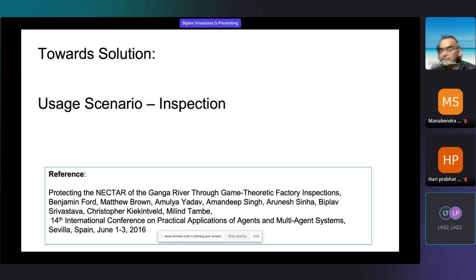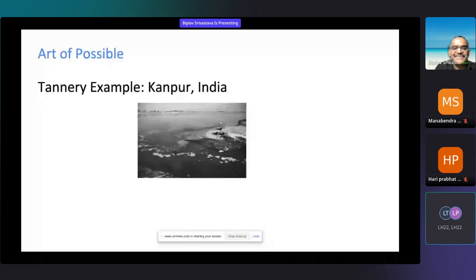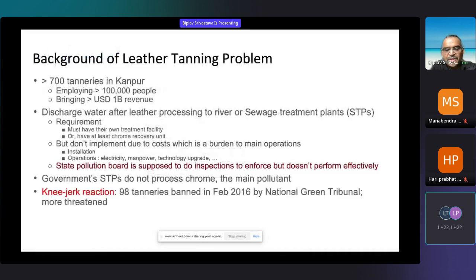Then the second use case I want to talk about is inspection of polluting units. This is work which I was involved in with the University of Southern California, with Milind Tambe's group. So, as you know, tanneries process leather, and they create various leather products. They also discharge a lot of water, with various kinds of pollutants. This is old data, around 2016-17. At that time, they were generating about $1 billion of revenue, and employing 100,000 people.